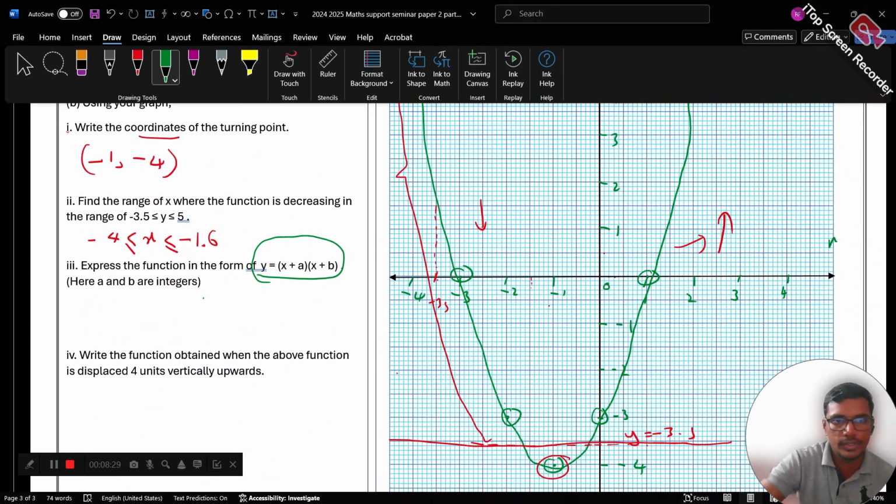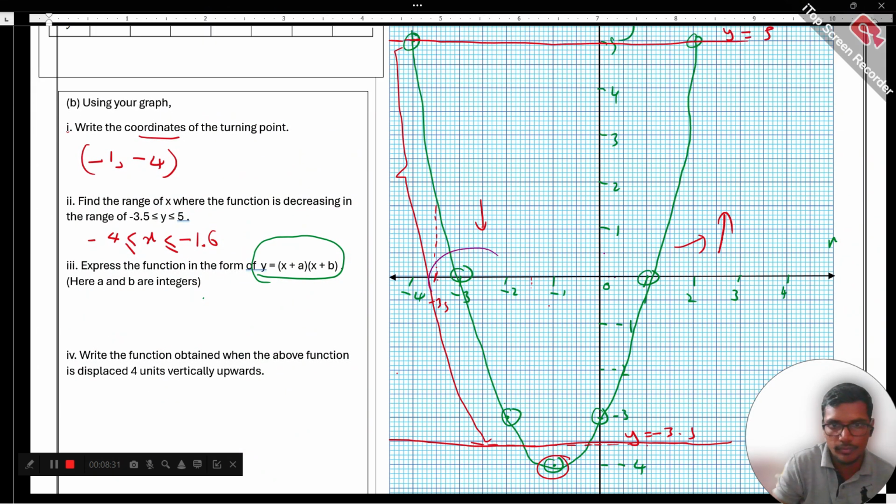One root is -3, the other one is +1. So y equals, x - 3 will be +3, +1 will be -1. Then this will be what? Plus. In front the sign will be plus because the graph is going up.